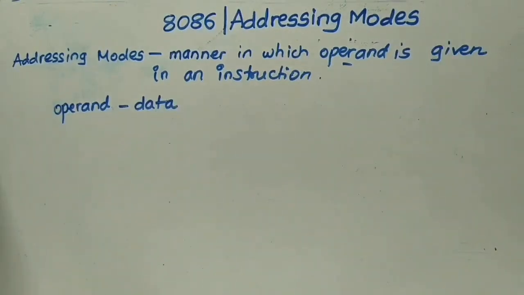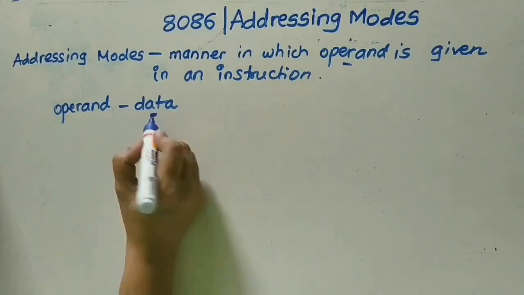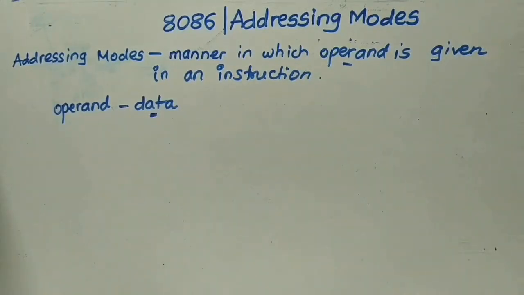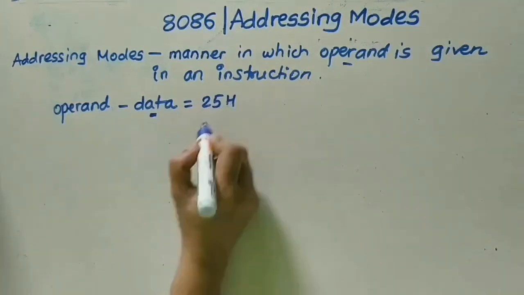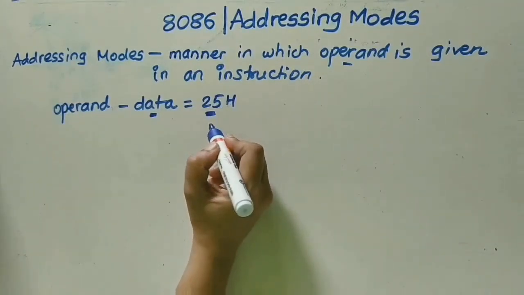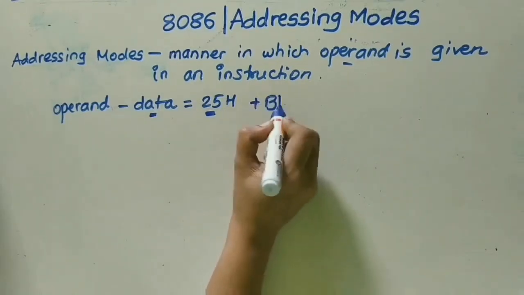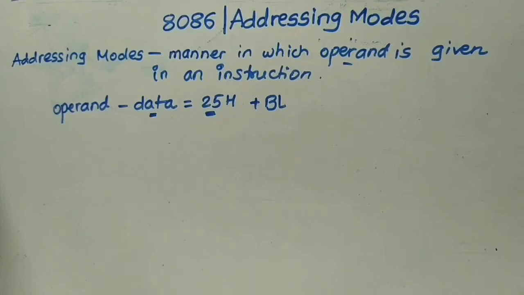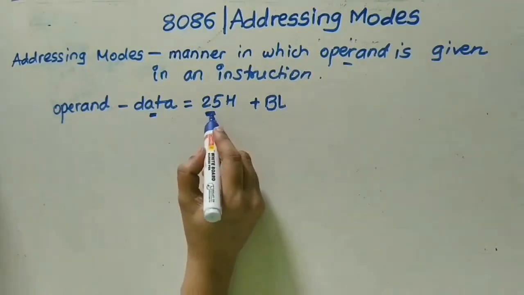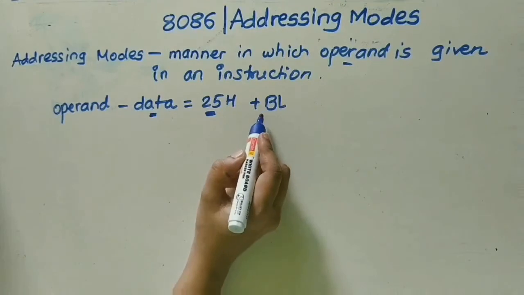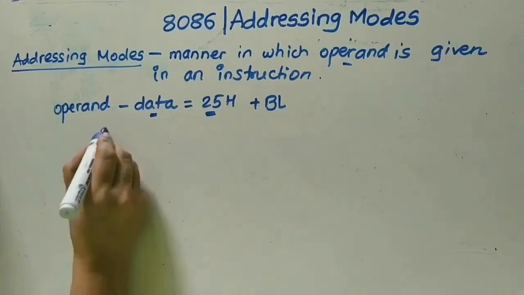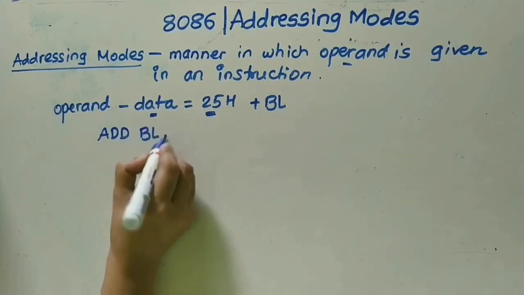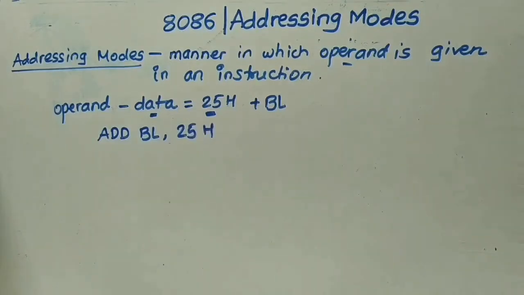Suppose we have to perform some operation on this data, then we perform that operation with the help of an instruction. Suppose the data is given as 25H and we have to add this 25H with the BL register. The methods by which we add this data with the BL register are represented by these addressing modes.